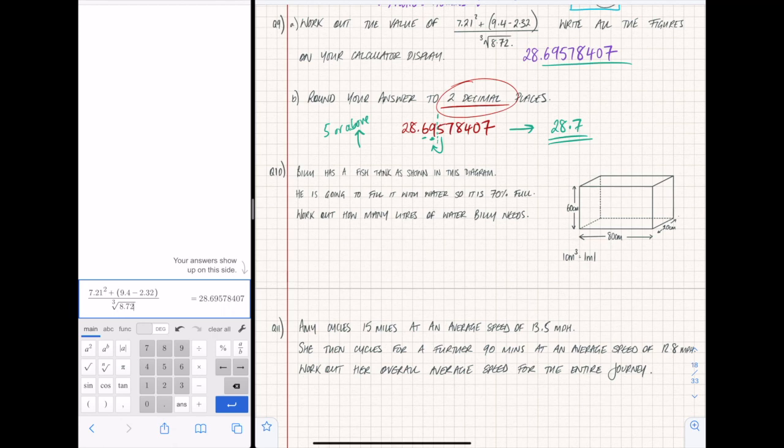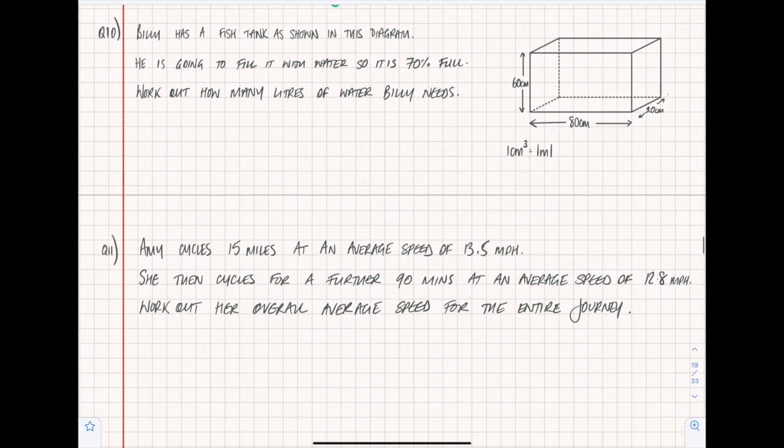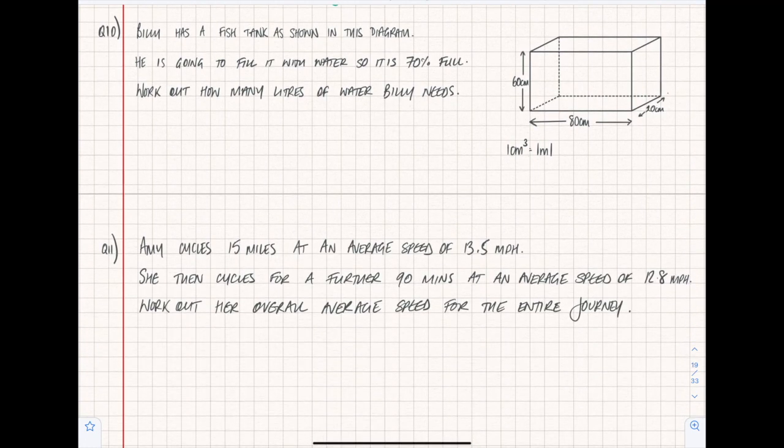Okay, so let's move on to question 10 then. I'll make this bigger again so we can see it a bit clearer. Billy has a fish tank as shown in this diagram. He's going to fill it with water, so it's 70% full. So a key piece of information there, it's 70% full.